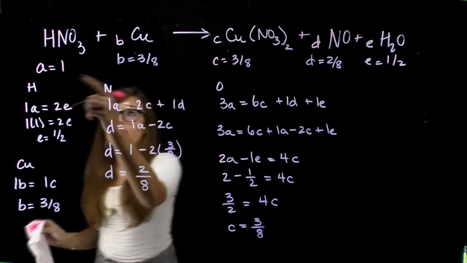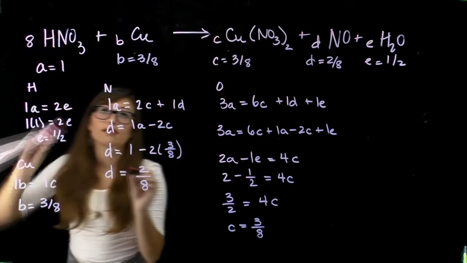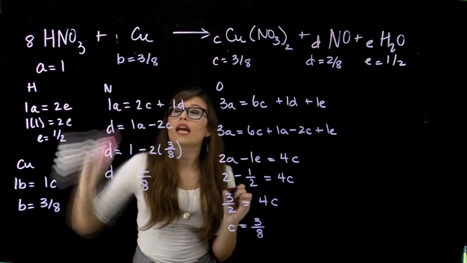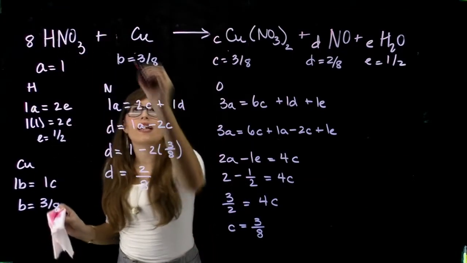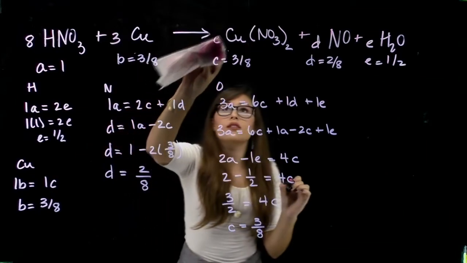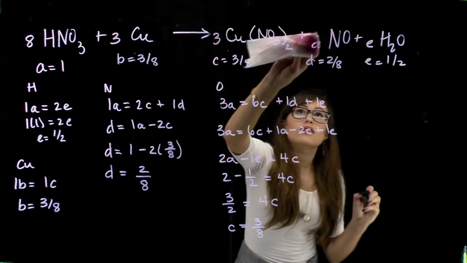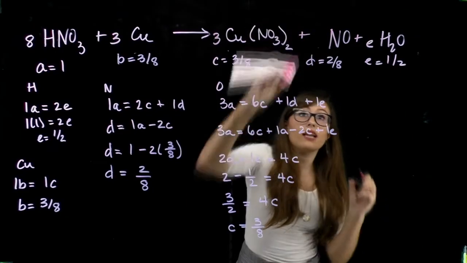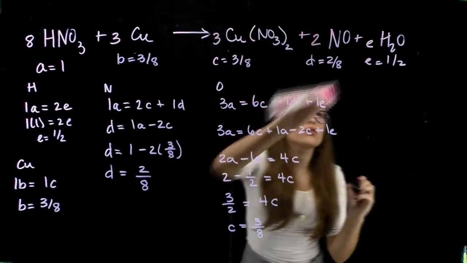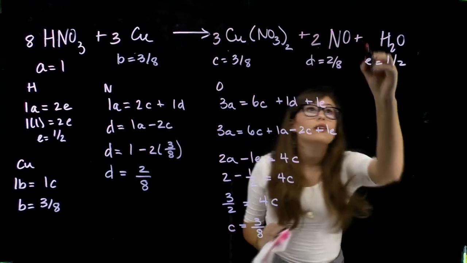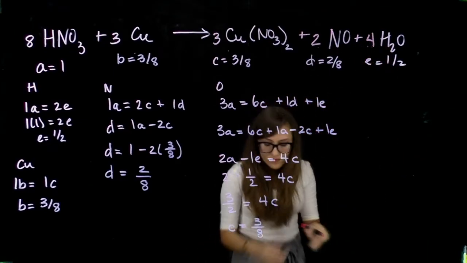So in this case, 1 times 8 is 8. For B, 3 eighths times 8 will be equal to 3. Same thing for C. D, 2 eighths times 8 will be equal to 2. And for E, it will be equal to 4.